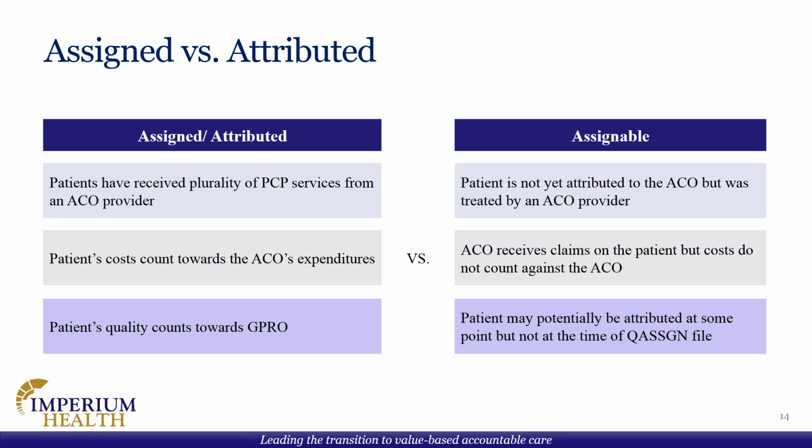So for those assignable patients, those are the ones that are not on our list yet, but we do still get claims data on them. And a patient may be assignable at one point, but at the next quarterly assignment file, they may suddenly appear on that list.